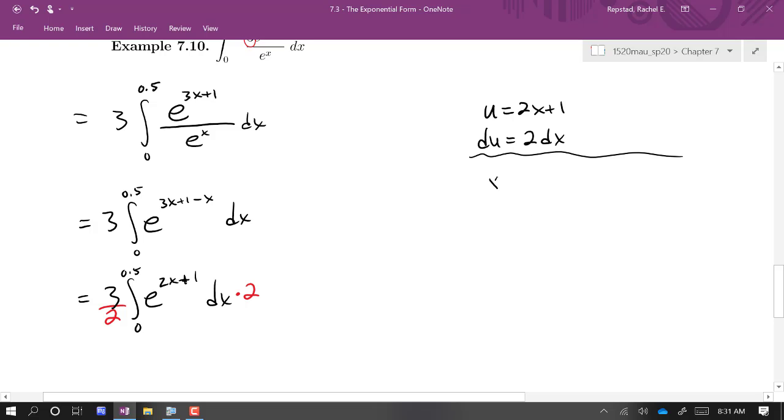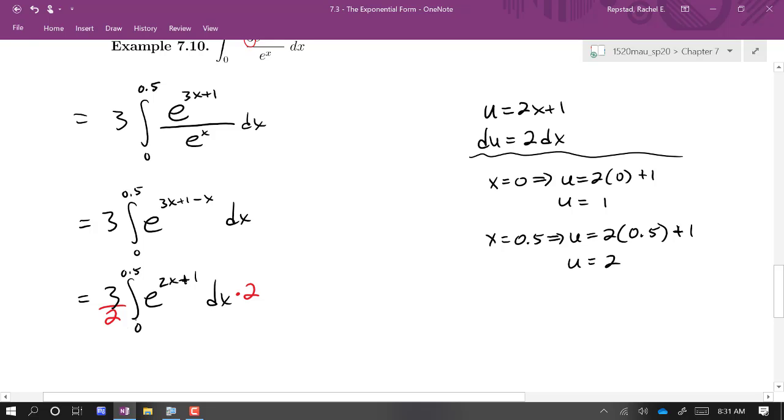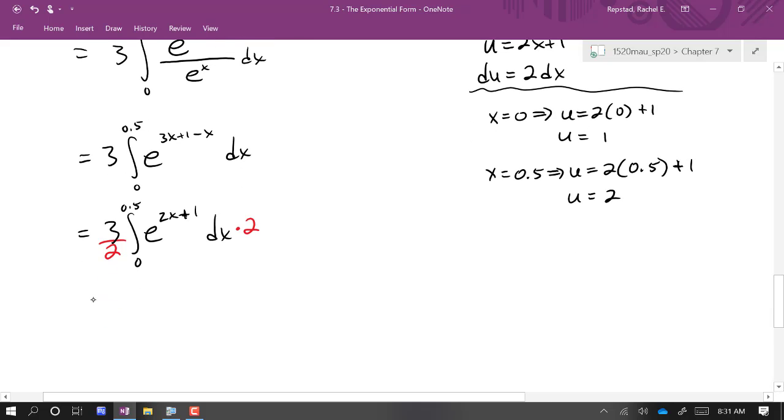So x equals 0 means u is 2 times 0 plus 1, or just 1. X equals 0.5 means u is 2 times 0.5 plus 1. That's 1 plus 1, or 2. So we're integrating. Now I'm going to rewrite it with u's. Now it's e to the u du, and my limits are from 1 to 2.